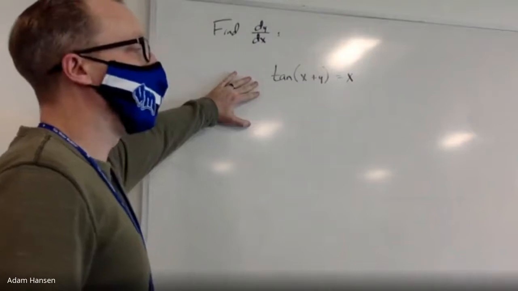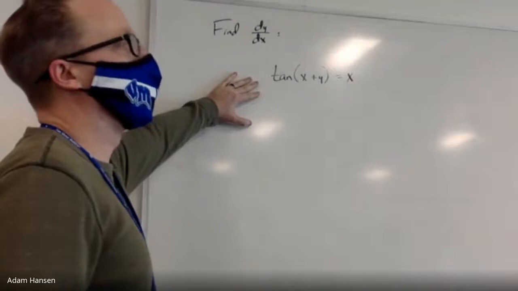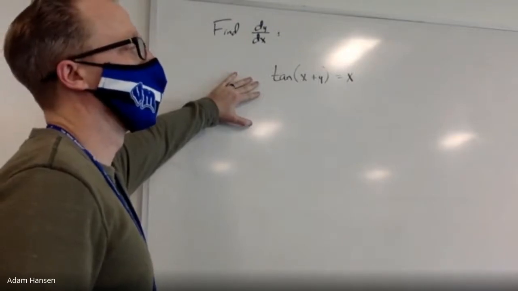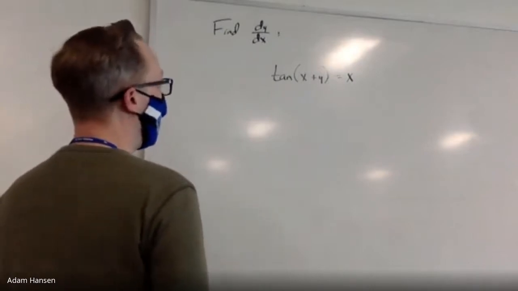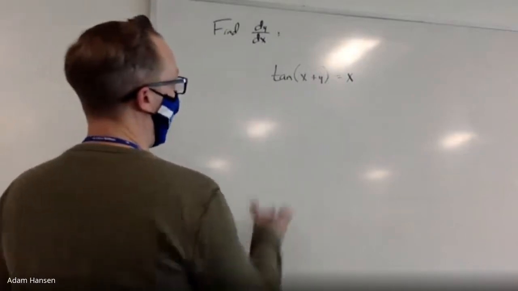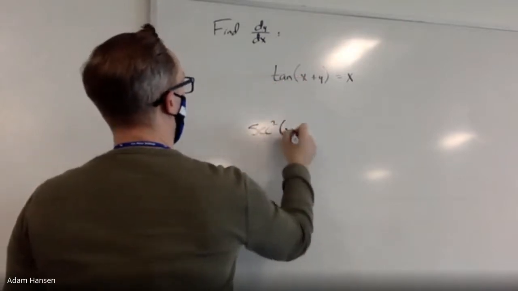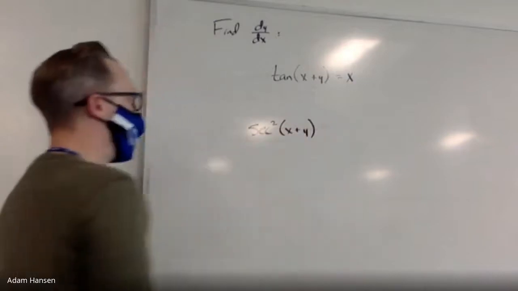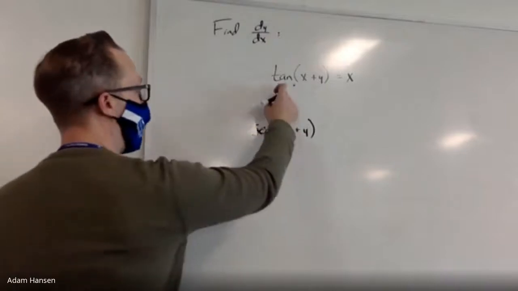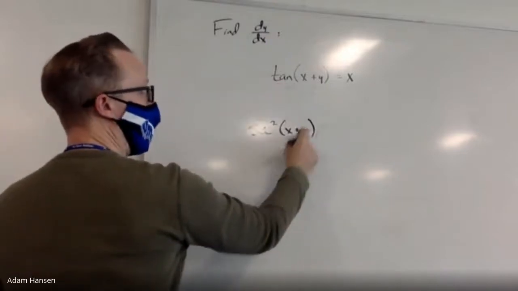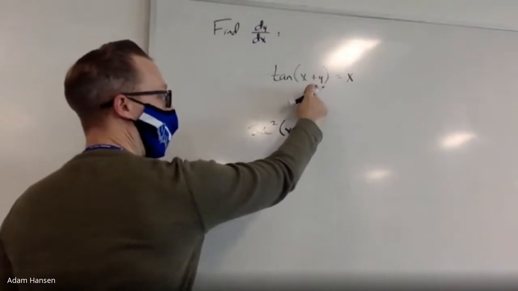The tangent of quantity x plus y equals x. Looking at your formula sheet, what is the derivative of tangent? Secant squared. So when I take the derivative, I'm going to do one function at a time. Take the derivative of the tangent portion. So that's secant squared of x plus y. Now I have to multiply that times the derivative of the inner function using chain rule. What's the derivative of x plus y with respect to x?